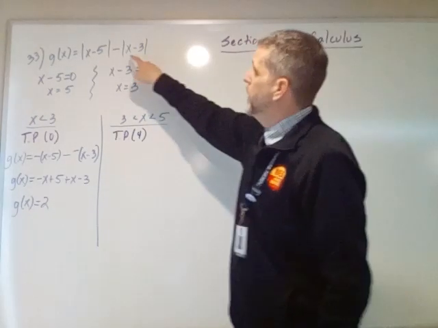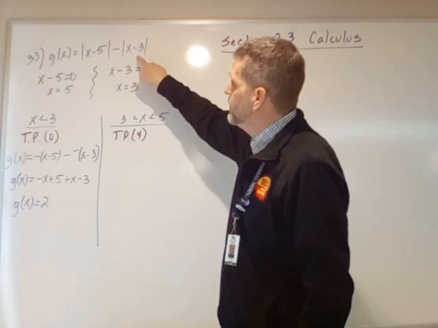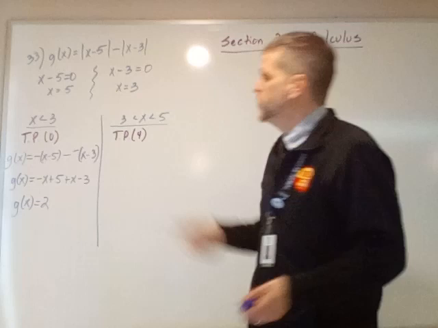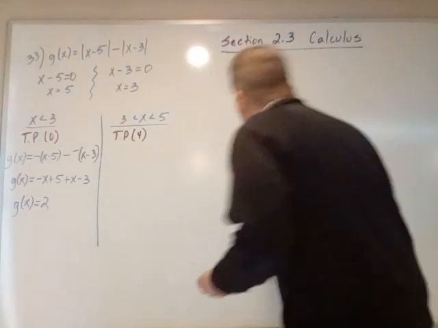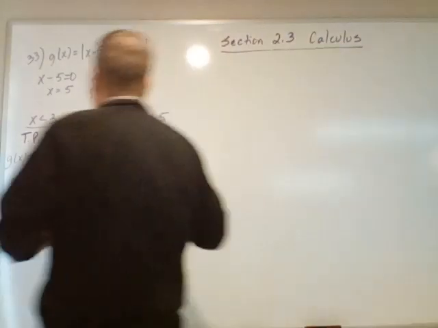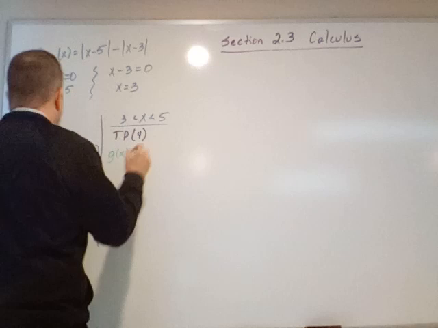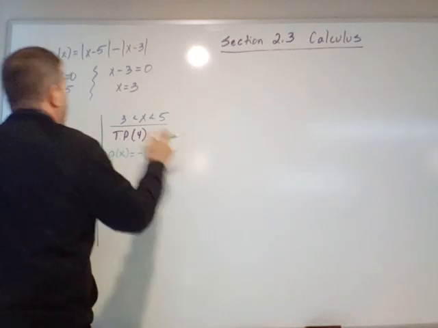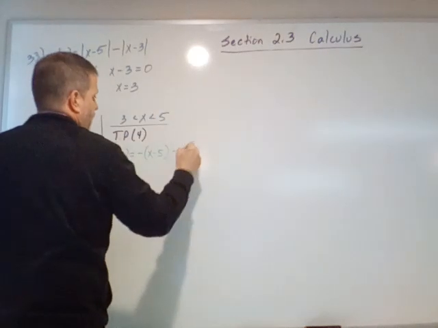For the second one, if we plug in a 4, I've got 4 minus 3. That's a positive 1. The absolute value is not going to do anything to that. So we're just going to drop it in this middle piece. So that means then that our middle piece is going to be g of x equals the opposite of x minus 5, minus, that was again part of the original problem, x minus 3.